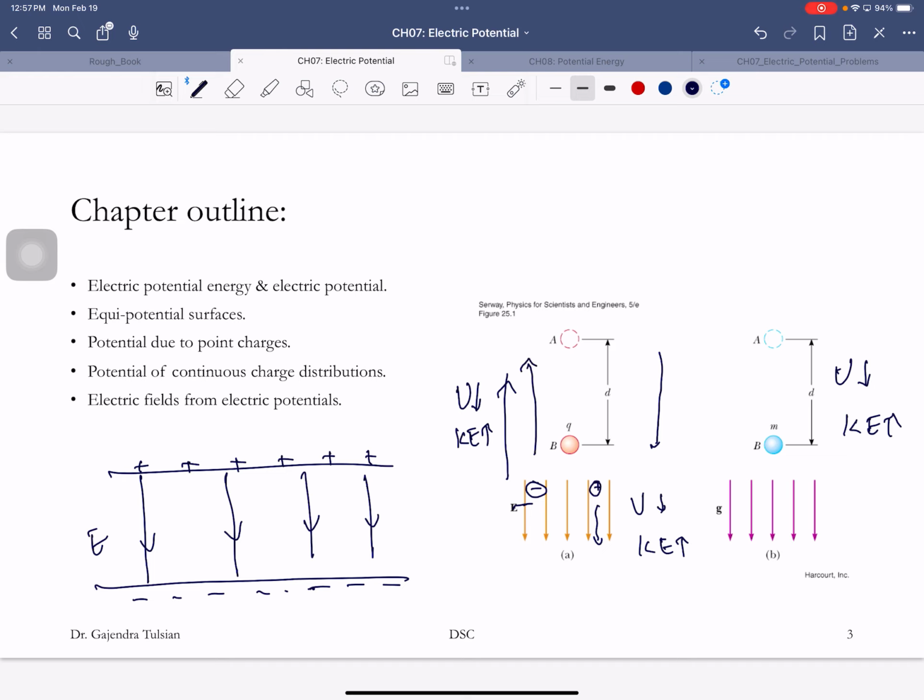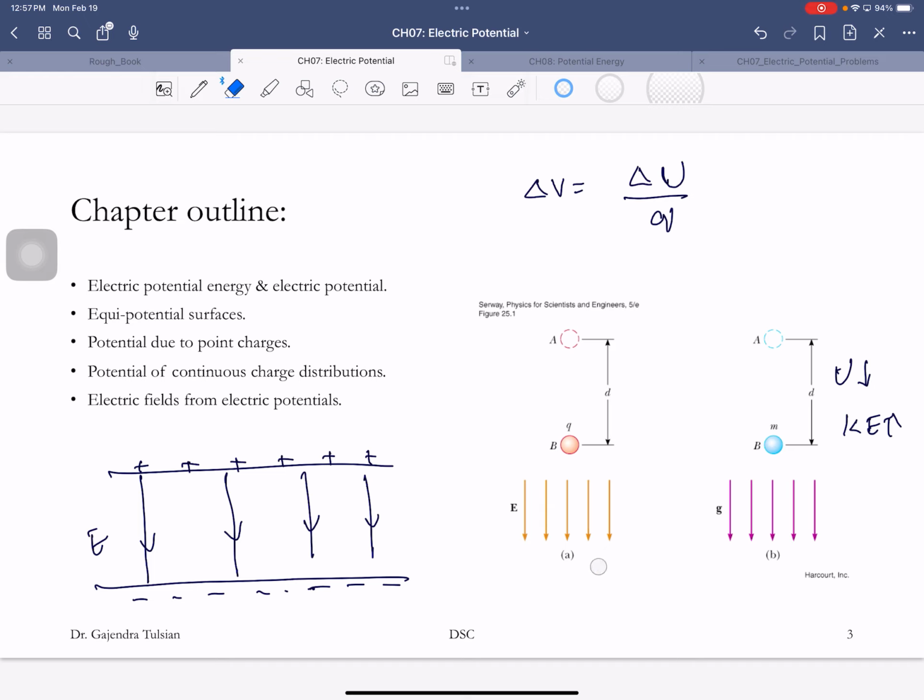So we want to come up with something that's charge independent, and that is the electric potential. We define the change in electric potential, V, as the change in electric potential energy, U, divided by the charge. When you define it that way, it removes the charge dependence. And so V will be high here, V is low there.